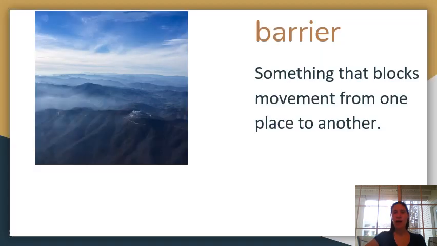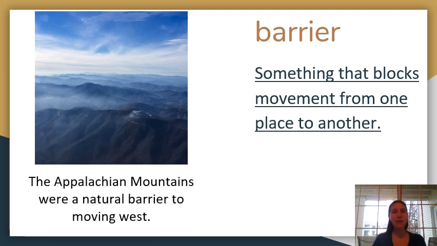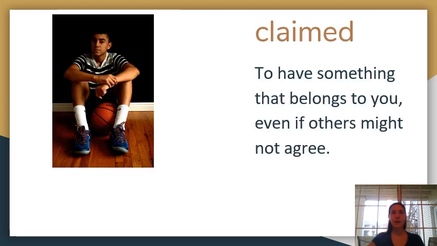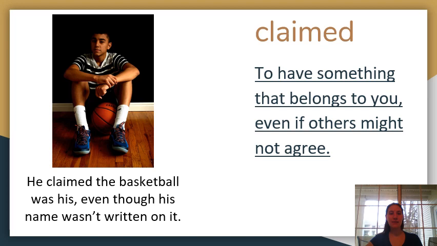Vocabulary. Our first word is barrier. A barrier is something that blocks movement from one place to another. The Appalachian Mountains were a natural barrier to moving west. Our next word is claimed. Claimed means to have something that belongs to you, even if others might not agree. He claimed the basketball was his, even though his name wasn't written on it.